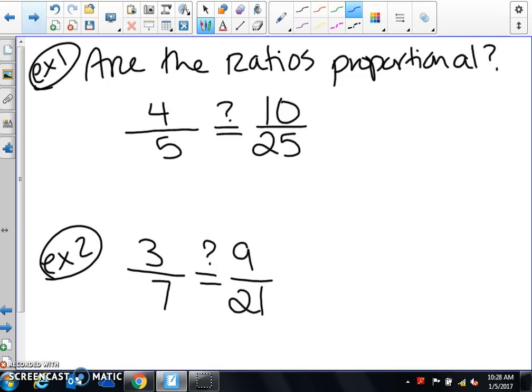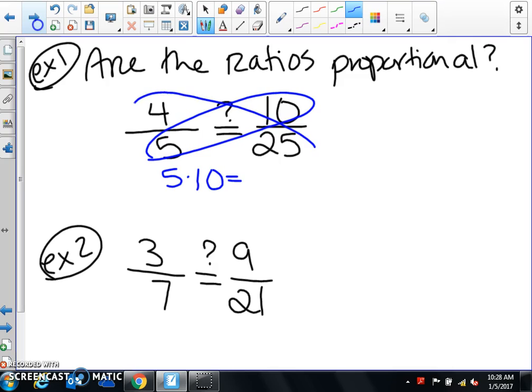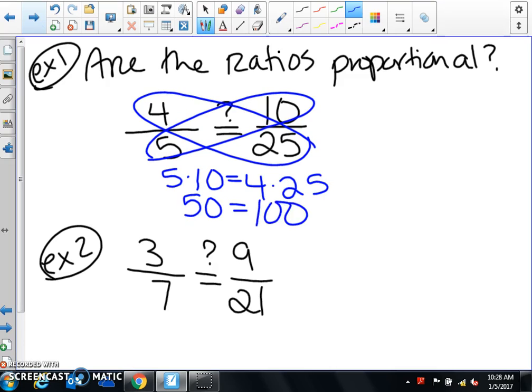Let's start with some examples. Are the ratios proportional? I don't know any whole number that's 4 times whatever is 10, so what you need to do is just go ahead and cross multiply. This is 5 times 10, and over here we have 4 times 25. 5 times 10 is 50. 4 times 25 is 100. Remember, 4 quarters. 50 never equals 100. Therefore, they are not proportional.